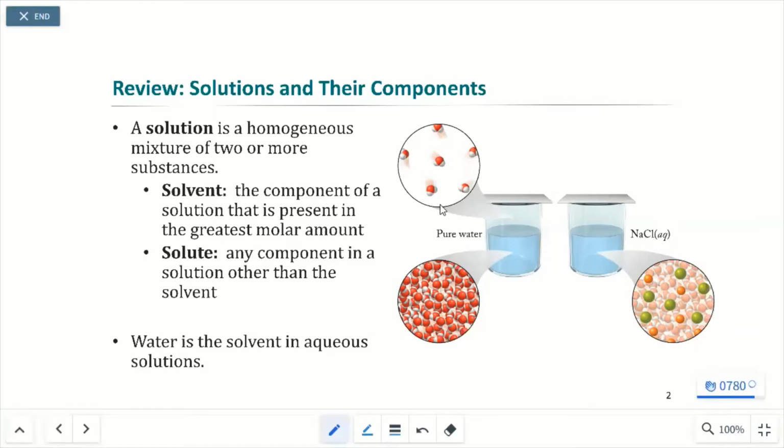So those are the two generic components of any solution. We've got the solute and the solvent. The solvent does the dissolving. The solute is usually the substance that we're interested in terms of chemical reaction.